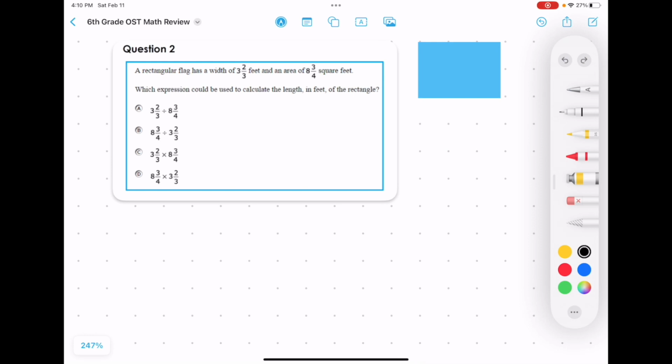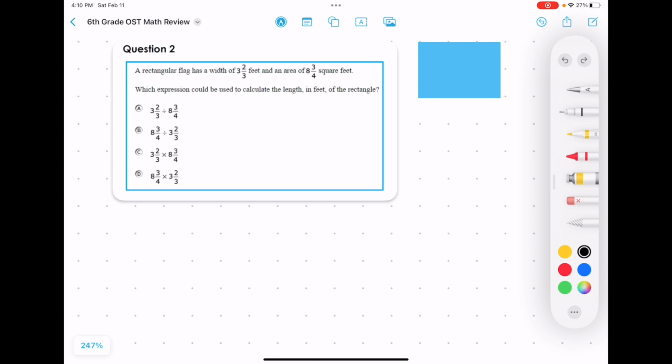Welcome. In this video, we're going to take a look at a released 6th grade OST math question. The question states, a rectangular flag has a width of 3 2/3 feet and an area of 8 3/4 square feet. Which expression could be used to calculate the length in feet of the rectangle?